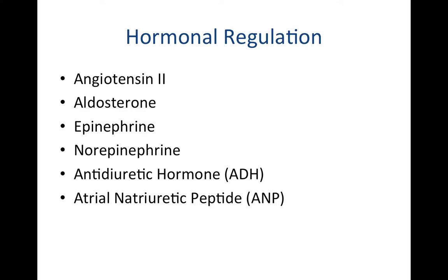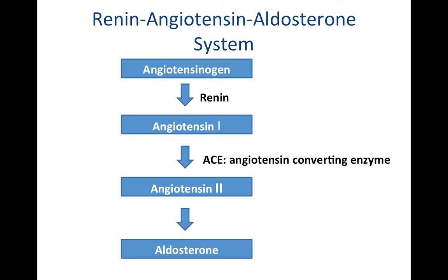A more long-term solution to regulating your blood pressure is done through your hormones. And there are a whole host of hormones that can affect your blood pressure. The first couple, you have angiotensin 2 and aldosterone. And so if you remember, angiotensinogen is a plasma protein that normally is just floating through your blood unless you have stimulation to your kidneys to produce renin. Renin will convert that normal angiotensinogen to angiotensin 1. Angiotensin 1 gets converted to angiotensin 2 thanks to angiotensin converting enzyme located in your lungs.